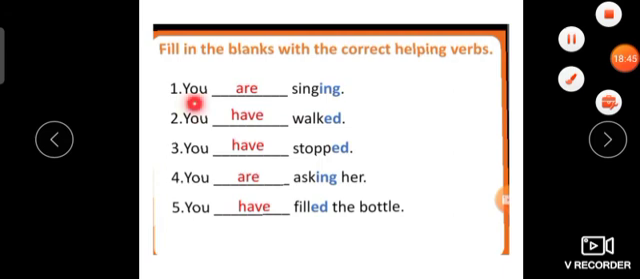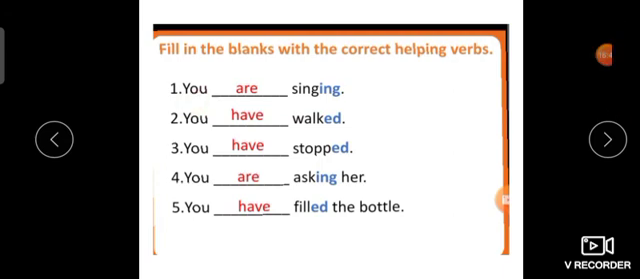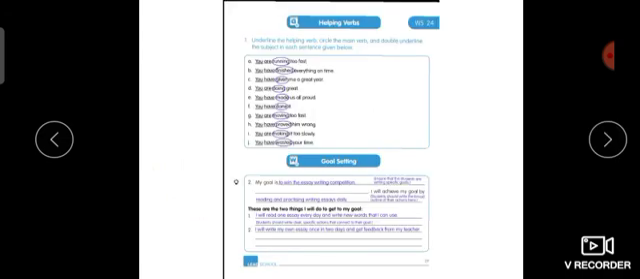Okay children, see this picture children, that means the fill in the blanks. You are singing, you have walked, you have stopped, you are asking, you have filled the bottle. Okay, so now we all just recall all the helping verbs we are using when the subject is singular and plural, and at present what we are doing, and when the action has already been done. Do you understand, children? So in your worksheet 24 you have a helping verb question, fill in the blanks.